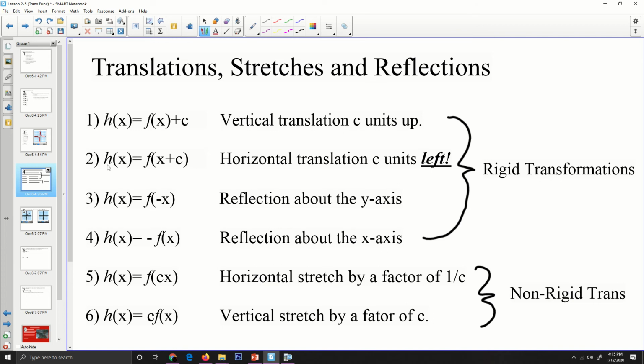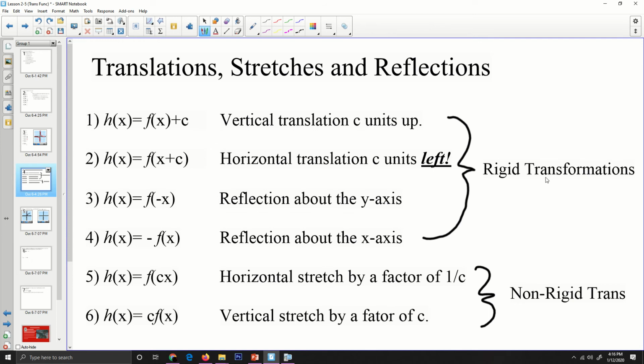Now, if you have h of x and you add to the variable inside before you do the function, that is going to be a translation c units to the left. And we're going to see that in all of the cases, whenever you change something to the variable, it's going to be kind of the opposite of what your intuition might think. And if we need to discuss that in class, we can do that. If I make the variable negative, that's going to be a reflection about the y-axis. If I make the function negative, that's going to be a reflection about the x-axis.